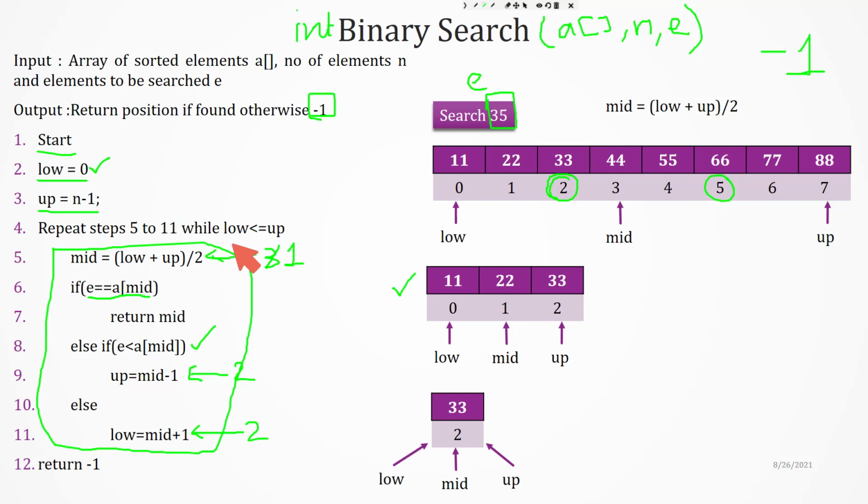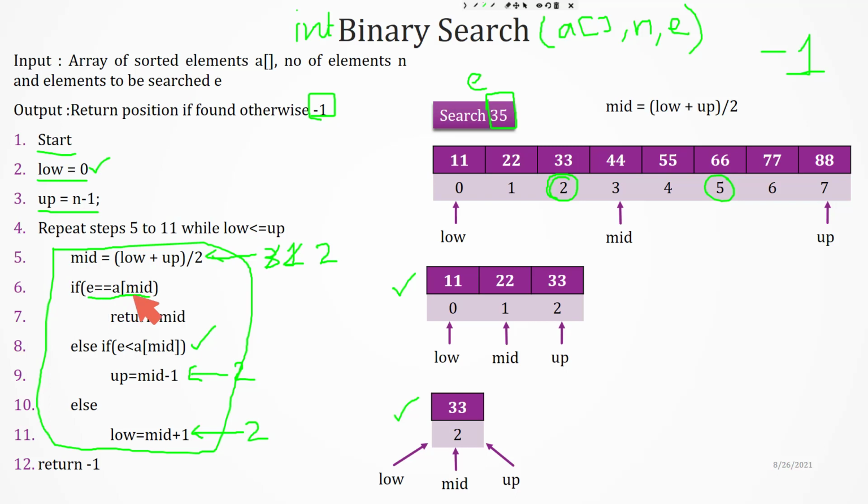Again we will test the condition low less than or equal to up. Low is 2, up is 2. 2 less than or equal to 2 is true, because the equal to condition is there. These steps will execute again. So now the array to be searched is like this, we are only dealing with a single element. Low plus up by 2: 2 plus 2 by 2 is 2. So mid is 2.